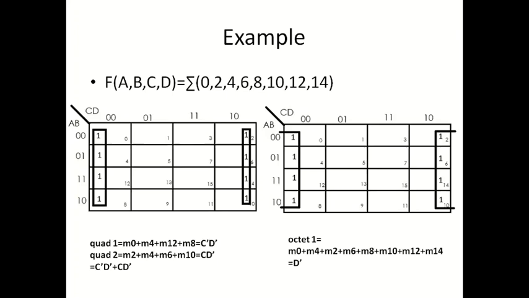So overall, what I want to say here is that in the map, we always give the priority to the higher group. If I feel that an octet is possible, then we will not go for a quad. If the possibility of an octet is not there in the map, then we go for a quad. If the possibility of a quad is not in the map, then we go for a pair. Okay, so in this way we have to follow the technique to reduce the expression by using a K-map. So it means this is wrong and this is correct.